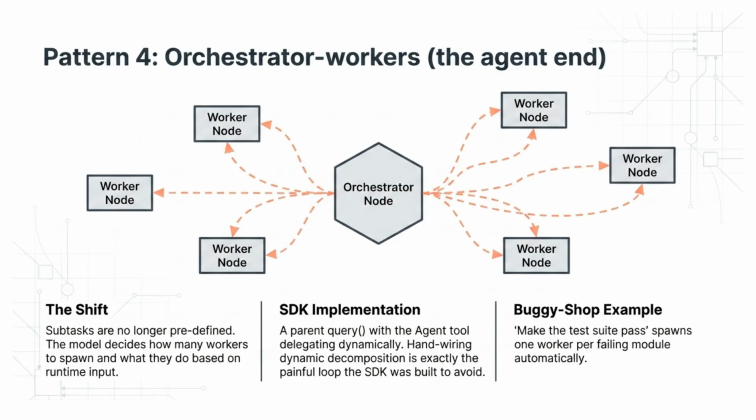Pattern 4. Orchestrator workers, the agent end. In the orchestrator workers workflow, a central LLM dynamically breaks down tasks, delegates them to worker LLMs, and synthesizes their results. The critical difference from parallelization: subtasks are not predefined, but determined by the orchestrator based on the specific input. You do not know the subtasks in advance. The model decides them. This is the pattern behind real coding agents, where the number of files that need to change depends on the task.